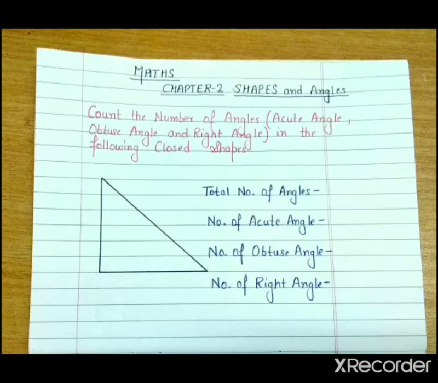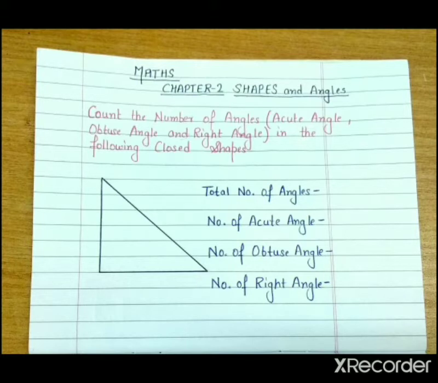Today we are going to start a new concept related to Chapter 2, Shapes and Angles. In this concept, we will learn how to count the number of angles in the given shape. As we have already learned about the types of angles in our previous classes: right angle, acute angle, obtuse angle. Do you know what is a right angle?